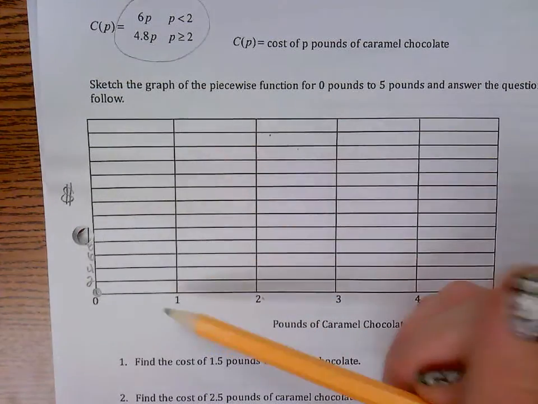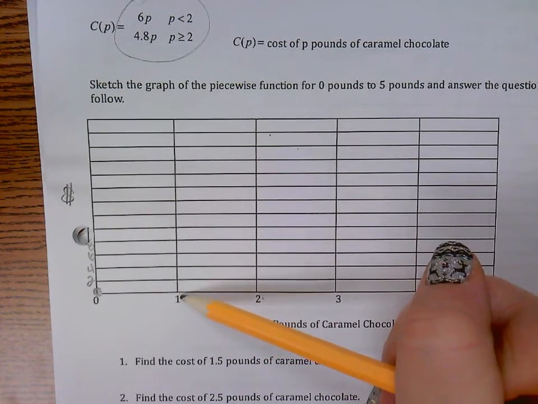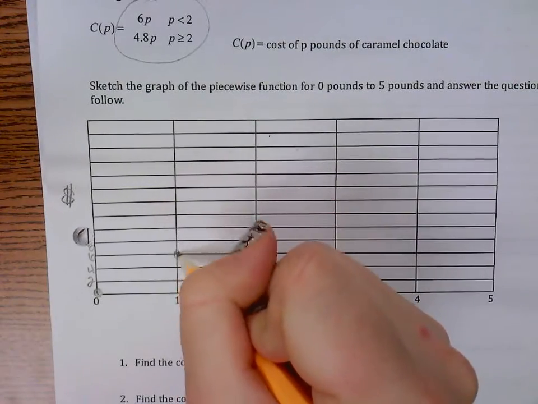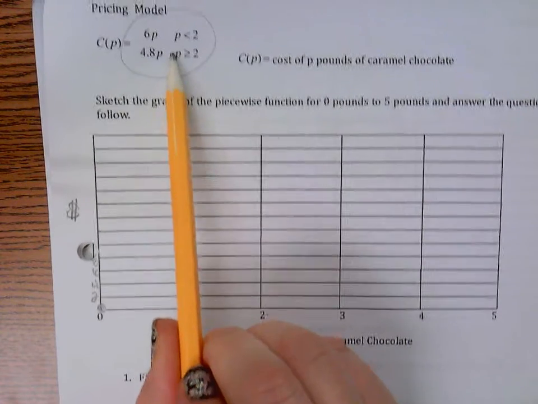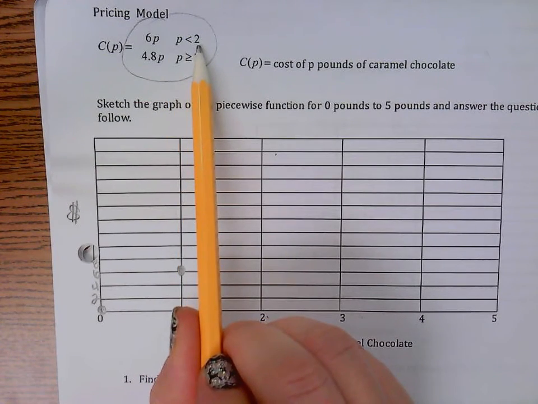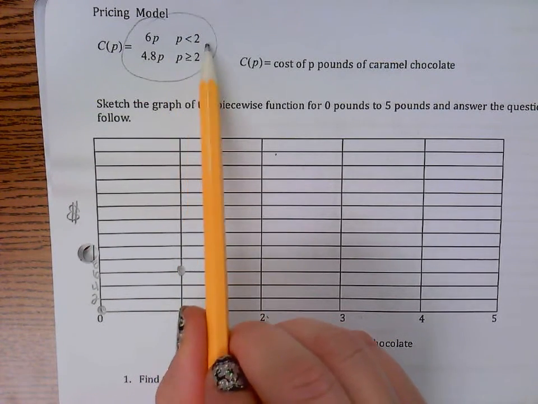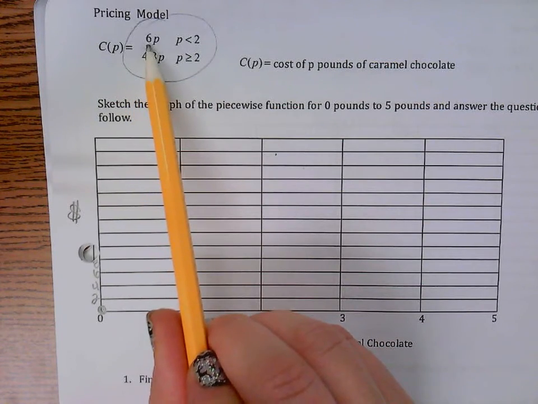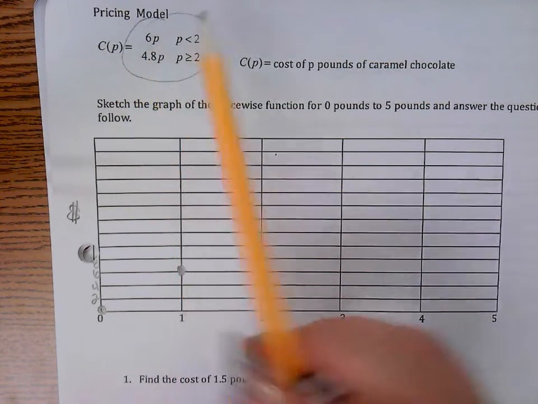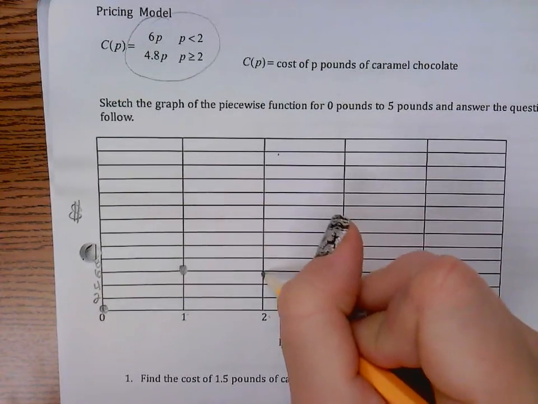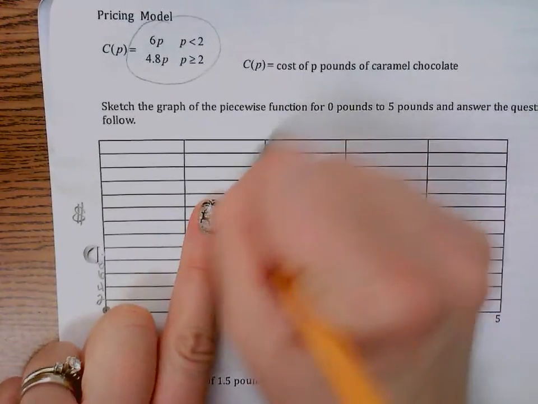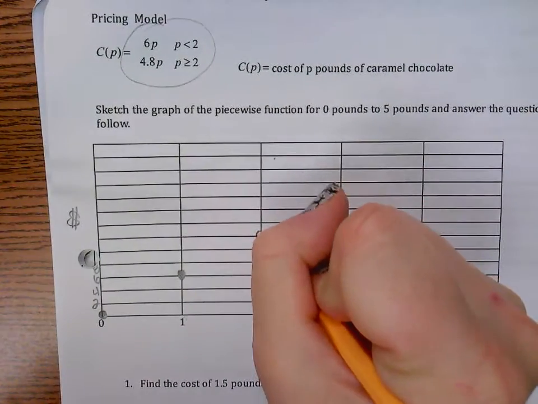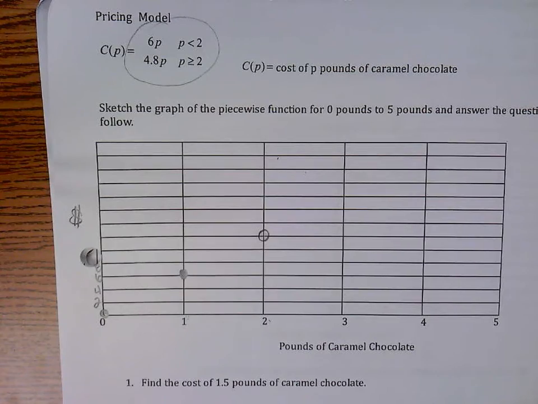So if I buy 1 pound of chocolate, I'm going to spend $6, right? I'm going to connect this with a line in a minute. All right, this says p has to be strictly less than 2, but let's pretend I buy 2 pounds. How much would I spend? I'd spend $12. 6 times 2. Oh, but I'm going to put an open circle there, right? Because I don't really have a point at 2.